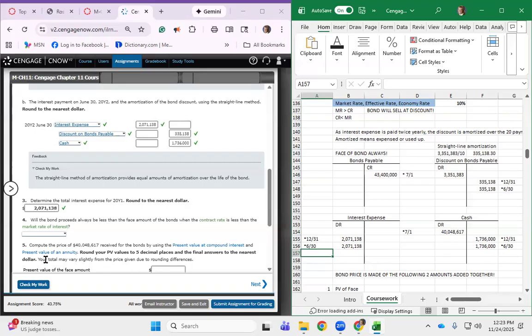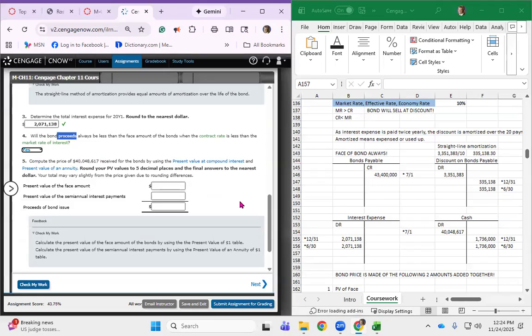Now, the bond proceeds? Bond proceeds is the amount that the bond brings you. How much? That is the bond price, right? The bond price was right here, the amount we received. Will the bond price always be less than the face when the contract rate is less than the market rate? Yes. That's the reason that the bond price is less than its face, is because the market is commanding a higher interest rate than our bond. The only way to sell our bond is to sell it at a discount.